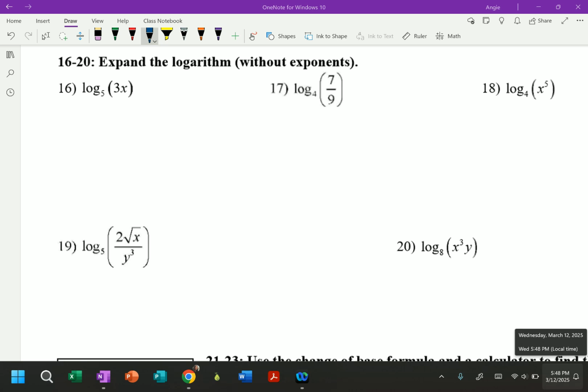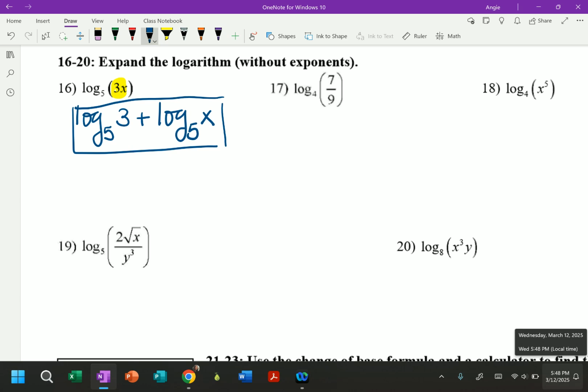Okay, so 16 to 20 says expand the logarithm without any exponents. So expand meaning that we're just going to go reverse of what we just got done doing. So we have log base 5 of 3 times x. So if we say 3 times x, that times allows us to do an addition. So log base 5 of 3 plus log base 5 of x. We can't go any more because we don't have any more multiplication or division or exponent. So that's as far as we can go.